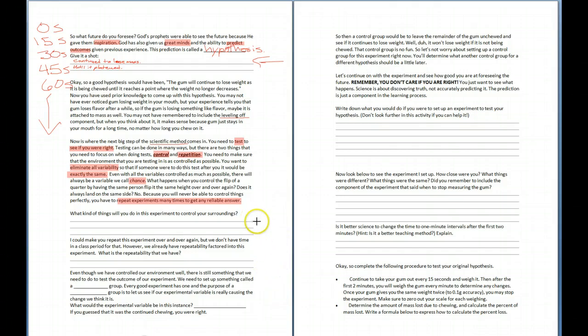And now you're going to take a little time. You're going to write down here some of the things that you could do to control the surroundings. What kind of things would you do to control your surroundings if you were to continue to do this experiment we were talking about up here? What kind of things would you do to control your surroundings? So we'll pause for a little bit and let you figure that out.